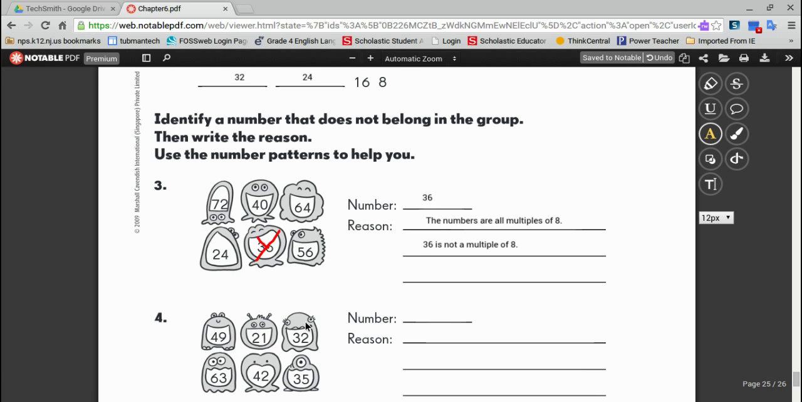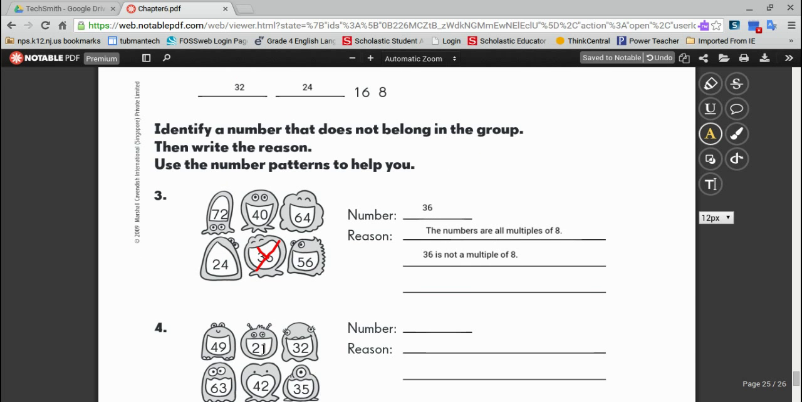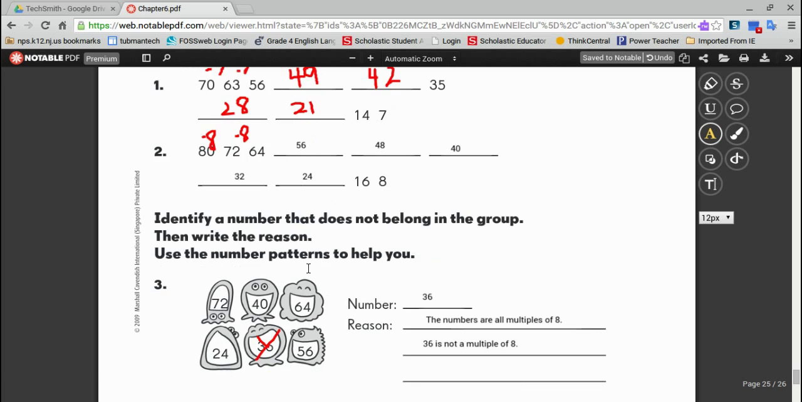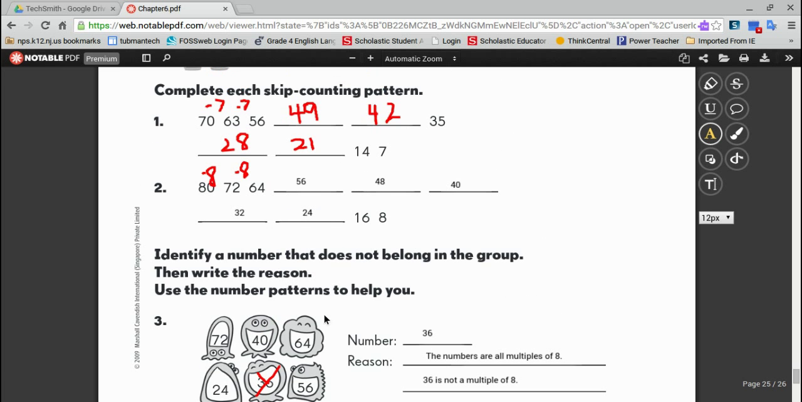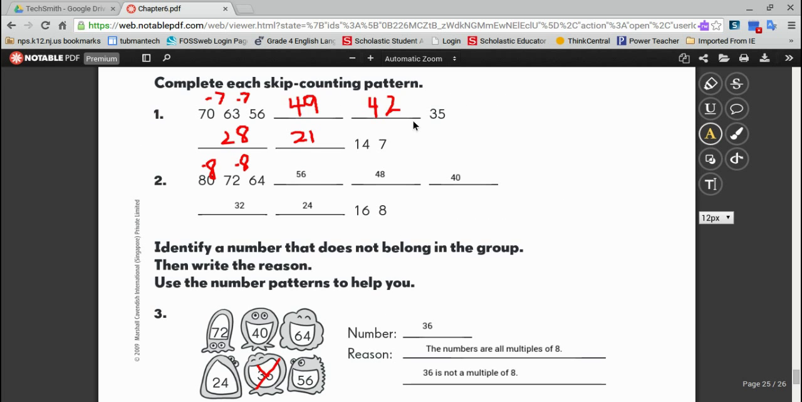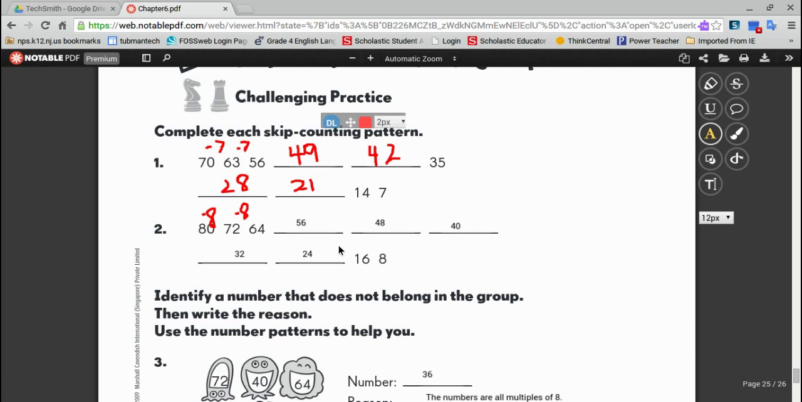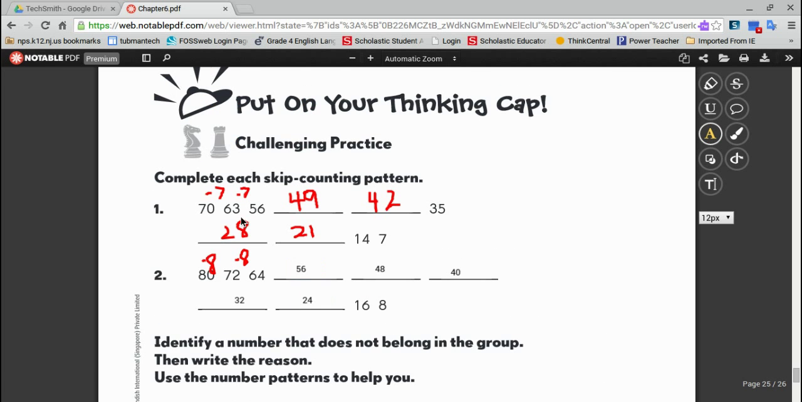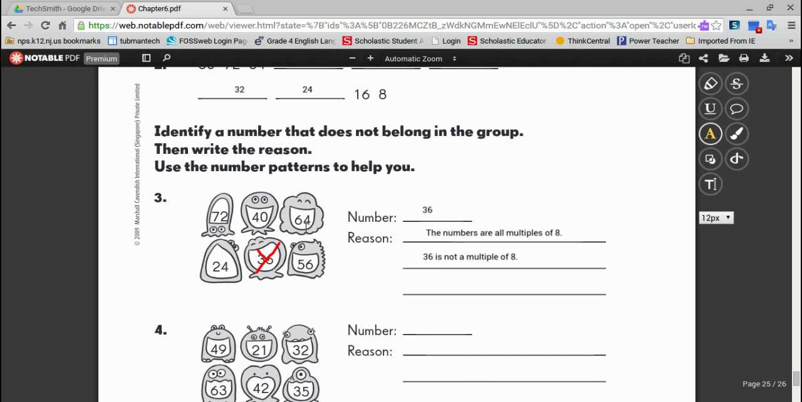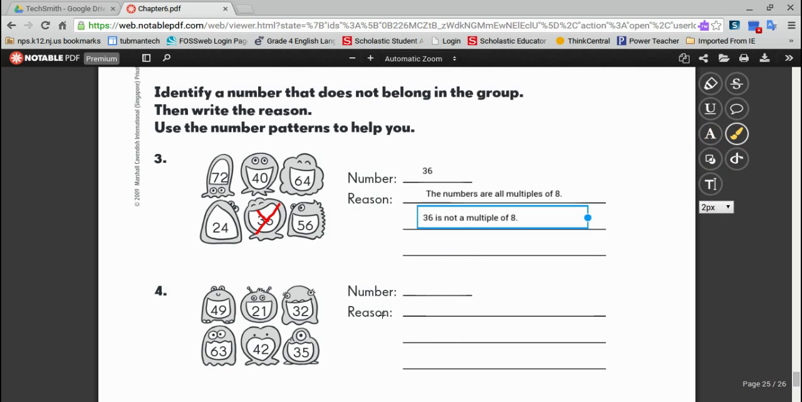Okay, 49. I see 49 in my 7 multiples right here. Do we see 21 there? Yes, I do. 21. 32. I don't see 32 here. I do see a 35. I do see a 42. And 63. Well, I do see 63. So the number I do not see is 32.